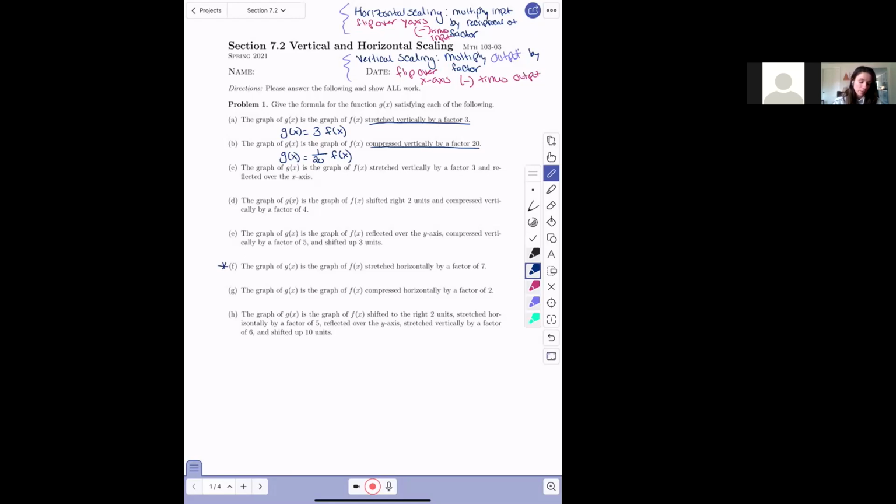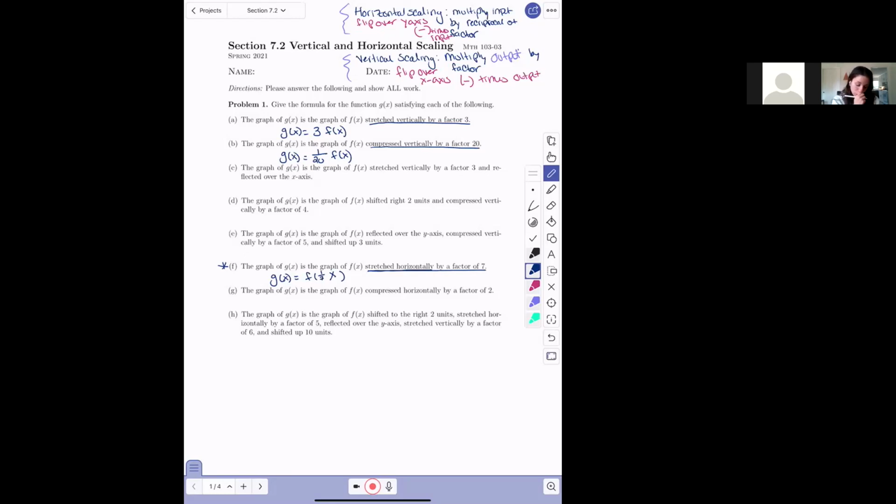The graph of g of x is the graph of f of x stretched horizontally. So now when we stretch horizontally, we have g of x is equal to f of something. We have to multiply that input value, the x value, by our factor, but we're stretching horizontally by a factor of 7. And when we stretch horizontally, we multiply by the reciprocal, 1 over 7 of x. Kind of like when we're shifting, if we move right, we say minus however many units we're moving right. Now in this case, we take the reciprocal of whatever factor we're stretching by.